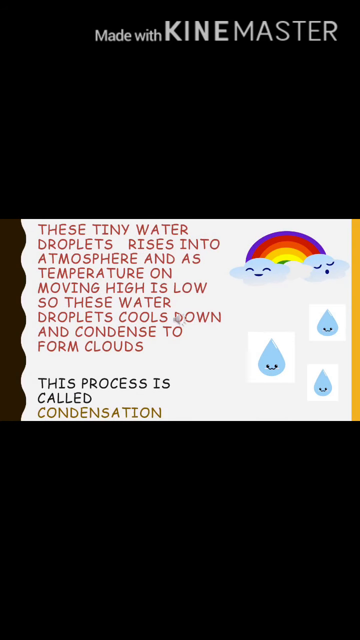Moving further, these tiny droplets, whether from seas, lakes, or plants, rise into the atmosphere, where the temperature becomes lower and lower as you go higher. So these water droplets cool down and condense to form clouds. This process is known as condensation. So in short, what is condensation? Cooling down of water vapors to form clouds is known as condensation.